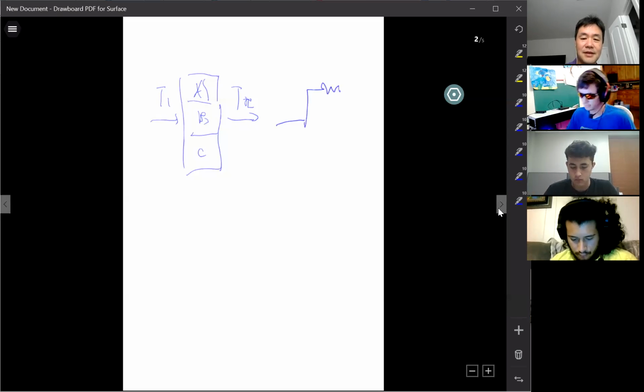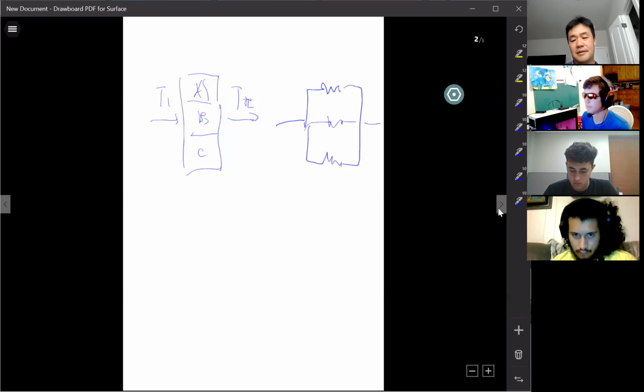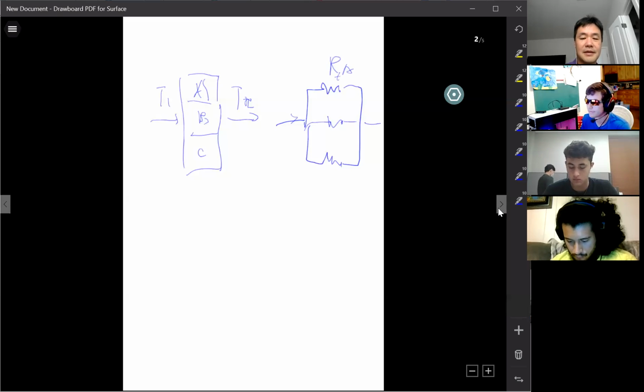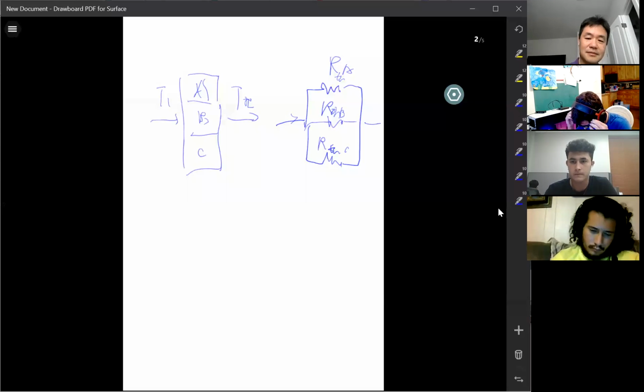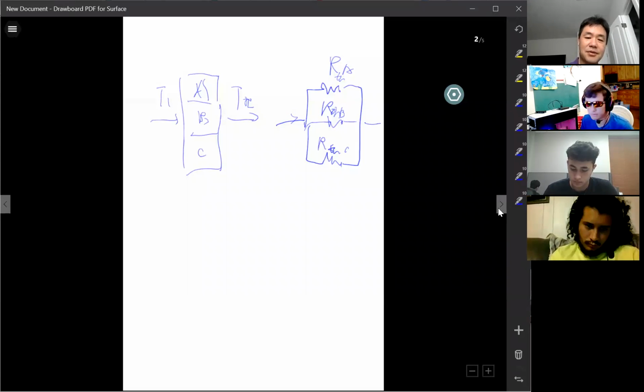You have 3 resistances here. RTHA, RTHB, RTHC. So what is the heat transfer going through this surface? Again, that's the basic equation: T1 minus T2 divided by the summation of the overall thermal resistance.